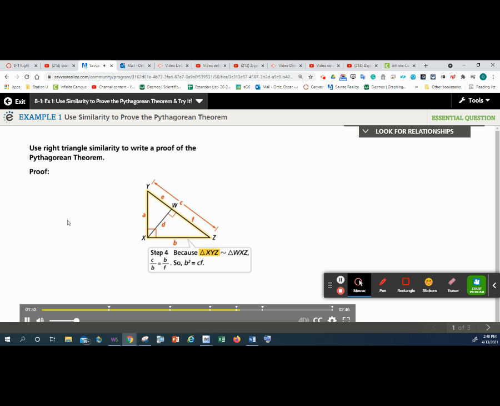Similarly, because triangle XYZ is similar to triangle WXZ, C over B equals B over F. So B squared equals C times F.